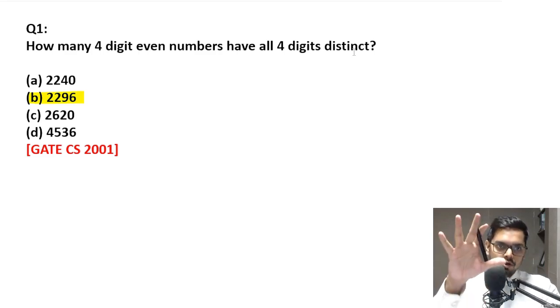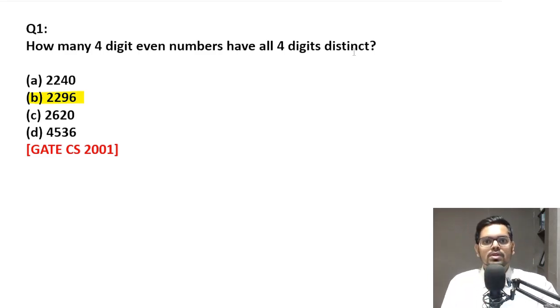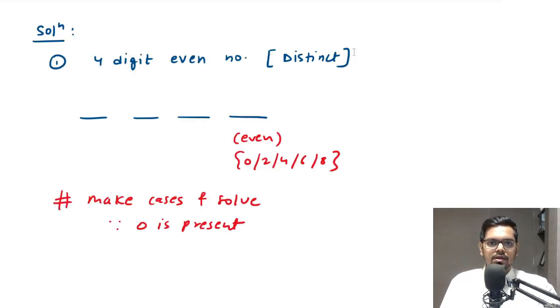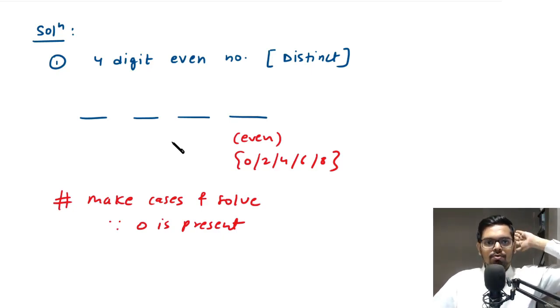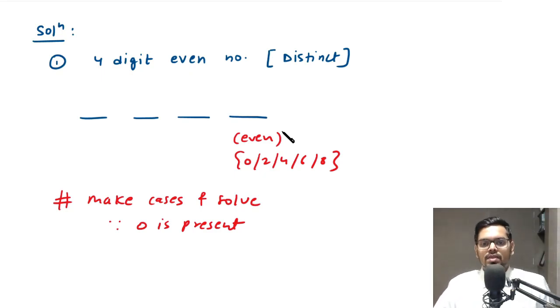So first watch my conceptual lectures, then only come to the GATE PYQ lecture. Otherwise you won't be able to connect. Now coming to the solution. First, the given data: we have to write 4-digit even numbers, with distinct digits. Since 4-digit numbers are there, what single digits do we have? From 0 to 9 we have 10 such digits, but we cannot place them randomly and say 10 into 9 into 8 into 7, and that is the final answer.